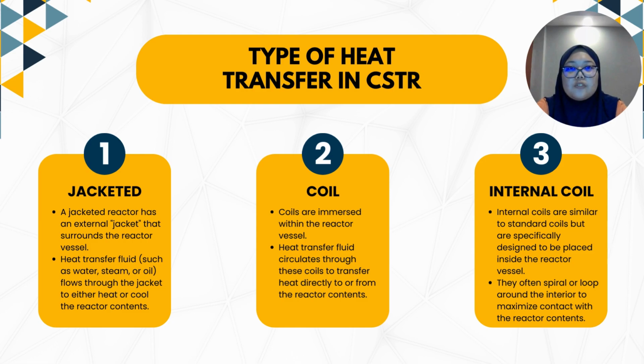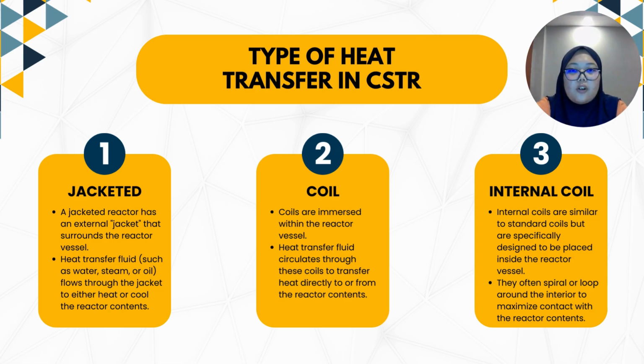Types of heat transfer in CSTR that are normally used in industry. First is the jacketed reactor, which has an external jacket that surrounds the reactor vessel. The heat transfer fluid used, such as water, steam, or oil, flows through the jacket to either heat or cool the reactor contents.